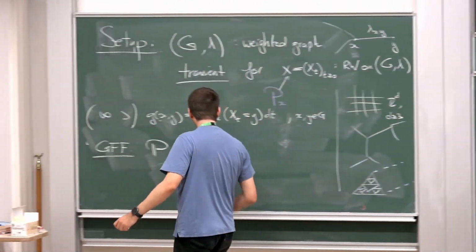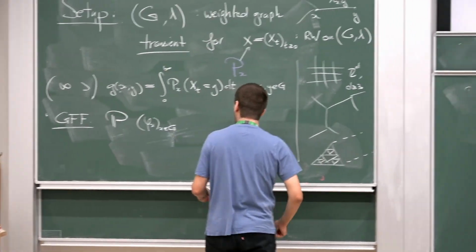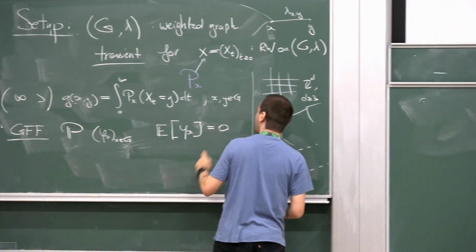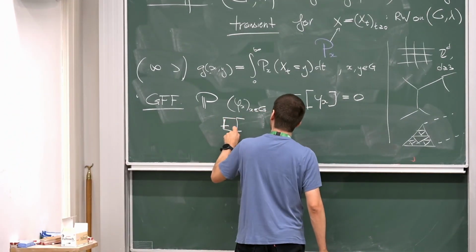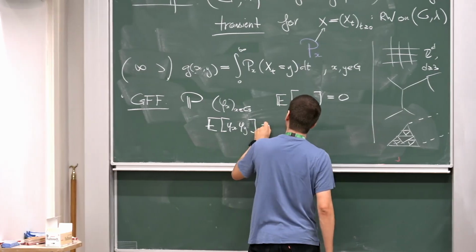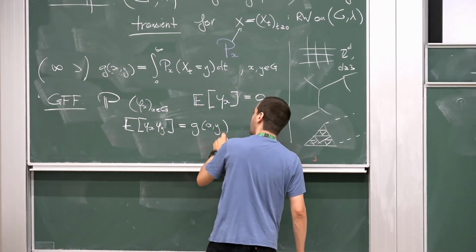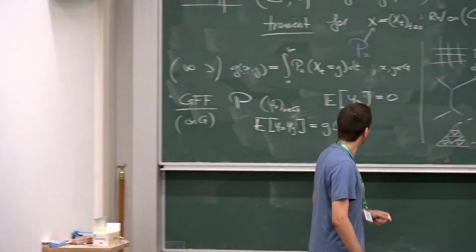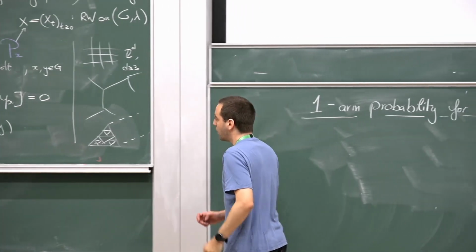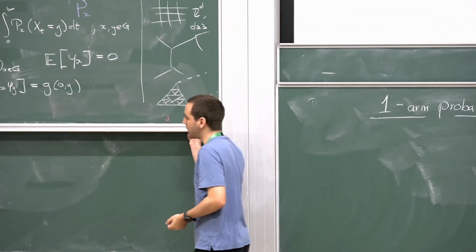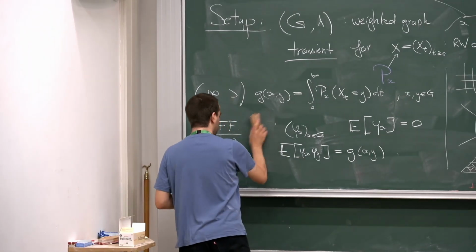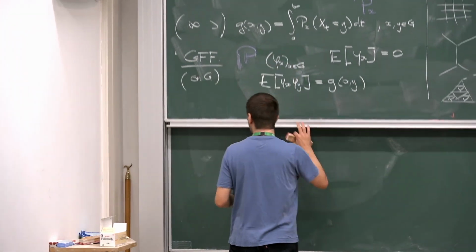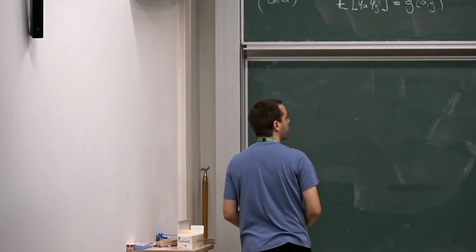So I really have a field here which is indexed by my graph. This is just the Gaussian field, which has mean 0 everywhere, and covariance given by the Green's function of the random walk I wrote up there. This is called the Gaussian free field on G with mean 0, if you must be precise. Okay, so so far so good. I should have drawn this thing in purple as well. Okay, so now I want to study percolation.